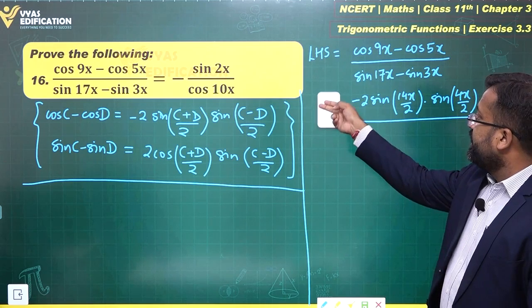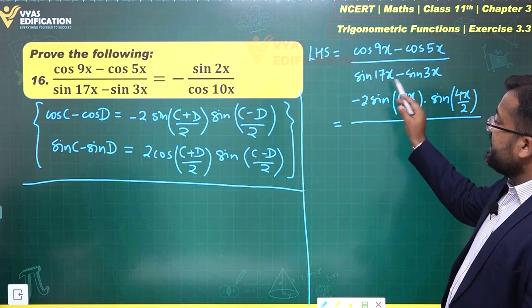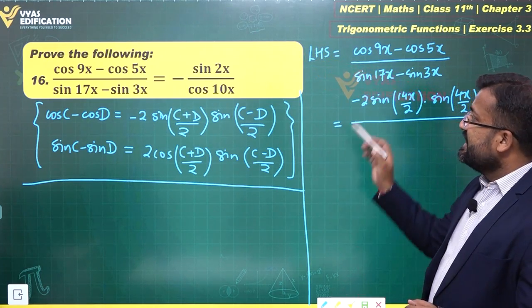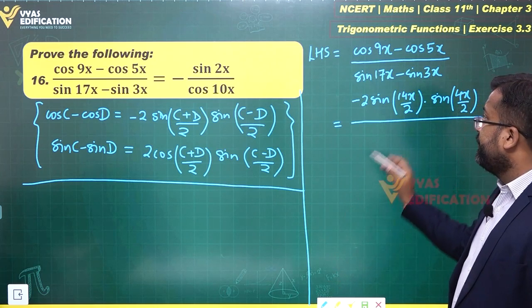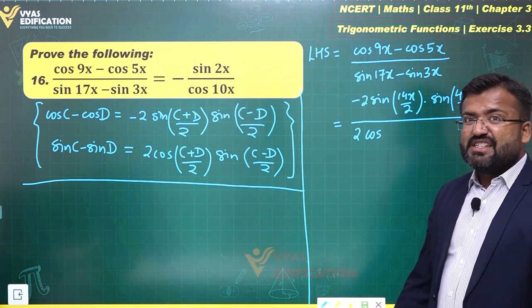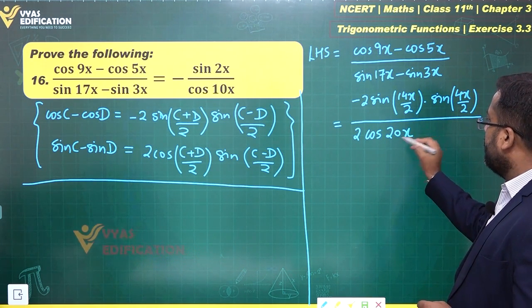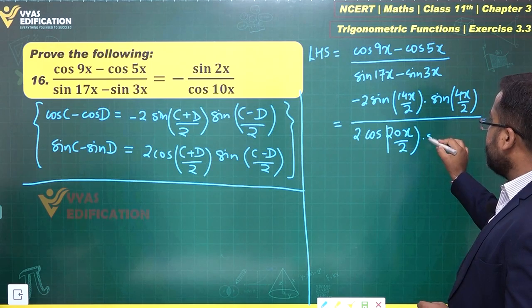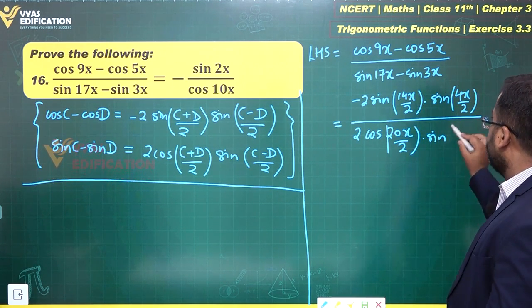What about the denominator? In the denominator you have sin 17x minus sin 3x. This is sin C minus sin D, which is 2 cos (C plus D)/2, 17 plus 3 is 20x by 2, times sin (C minus D)/2, 17 minus 3 is 14x by 2.